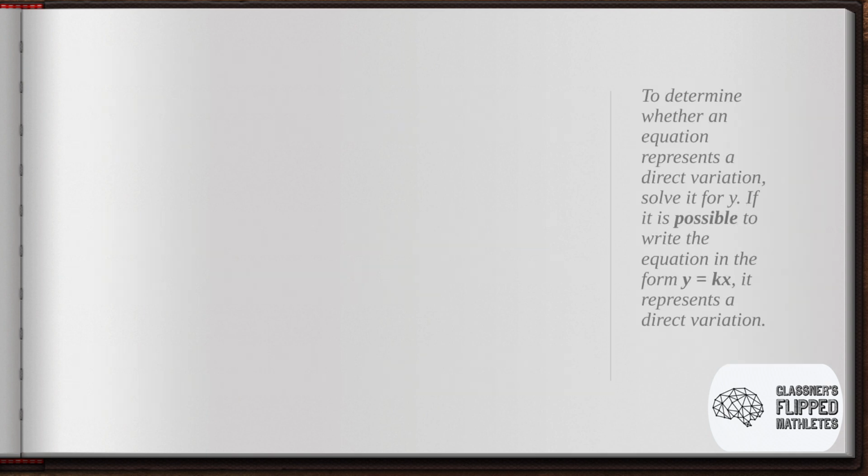So how do you know if something is a direct variation relationship? The rule is, if it is possible to write the equation in the form y equals kx using literal equation rules, then it represents a direct variation. It's not that it's currently in the form y equals kx, it's that it is possible to get it in the form y equals kx.